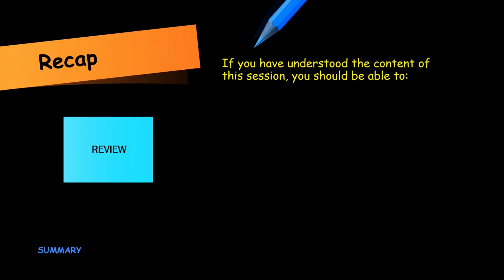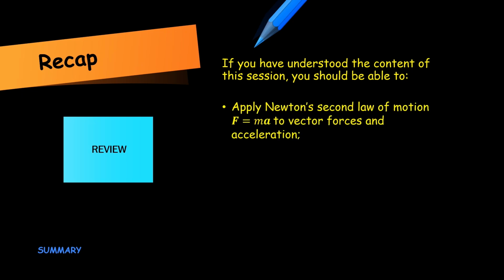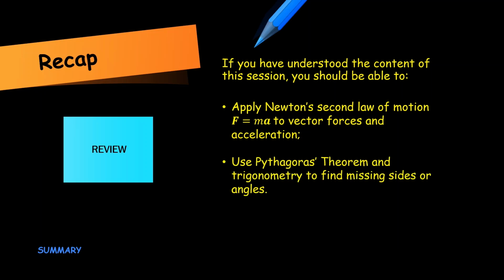This brings us to the end of this session. If you have understood its contents, you should be able to apply Newton's second law of motion, F equals ma, to vector forces and acceleration, and use Pythagoras' theorem and trigonometry to find missing sides or angles.